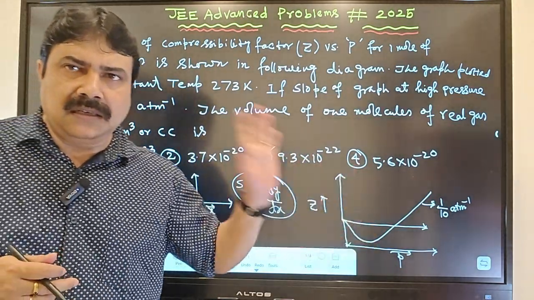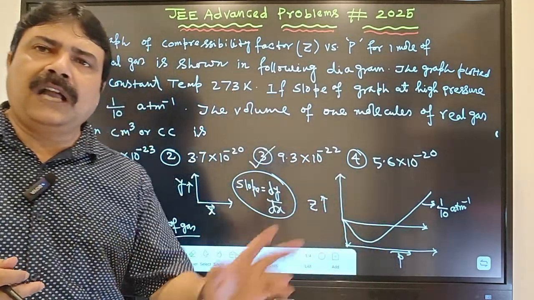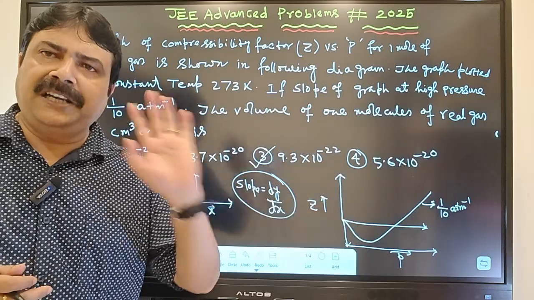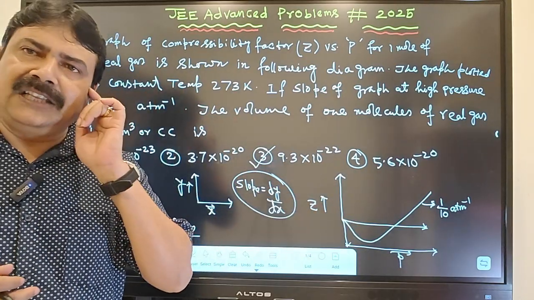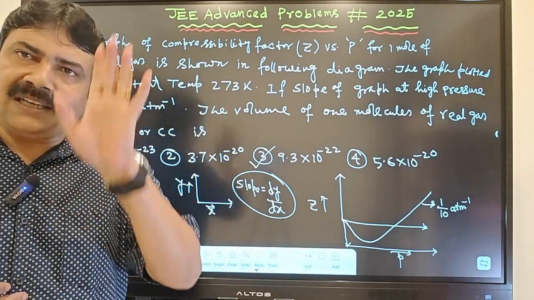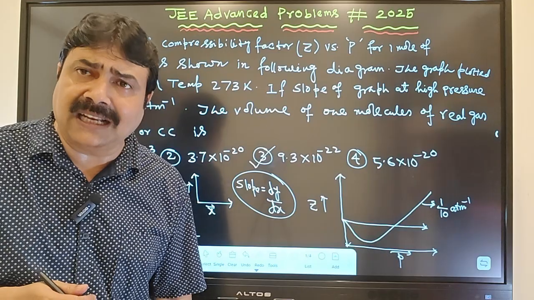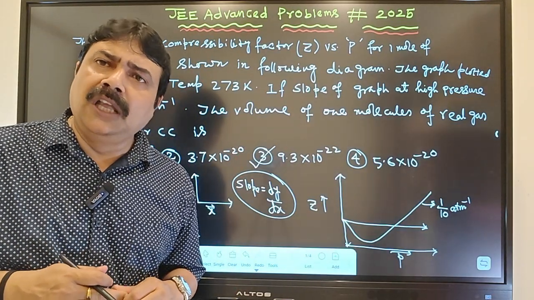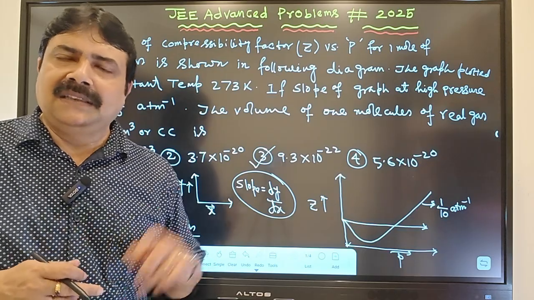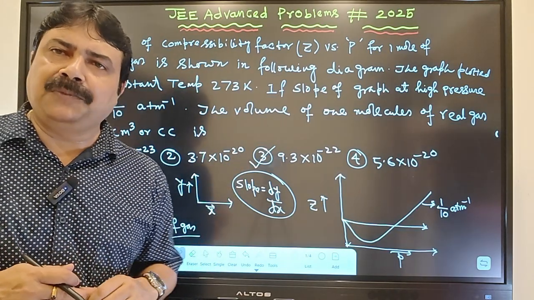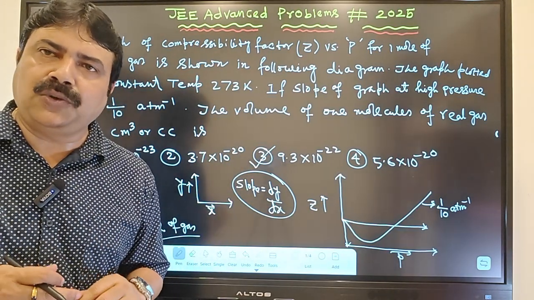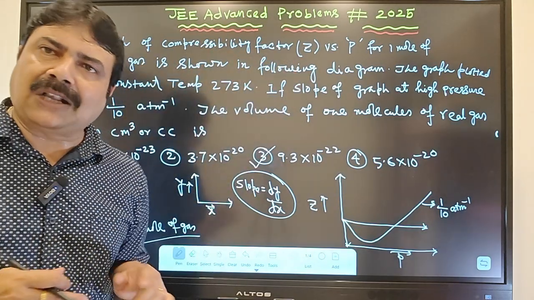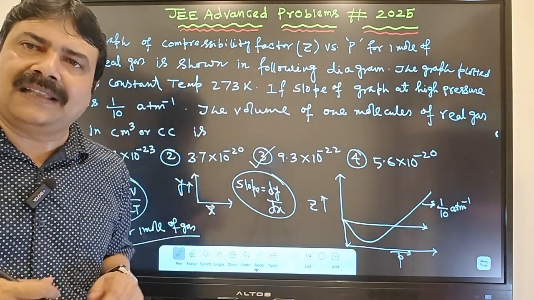And dz by dP is a slope. From this graph we can observe, because in a y versus x plot dy by dx is the slope, in a z versus P plot dz by dP is the slope, and that slope they are telling is 1 by 10. Obviously b by RT equals 1 by 10. We equate that. b equals 4 into volume of one molecule into Avogadro number. Then R, I took in liter atmosphere. Instead of 0.082, I put 22.4 liter by 273, so that the temperature 273 cancels.